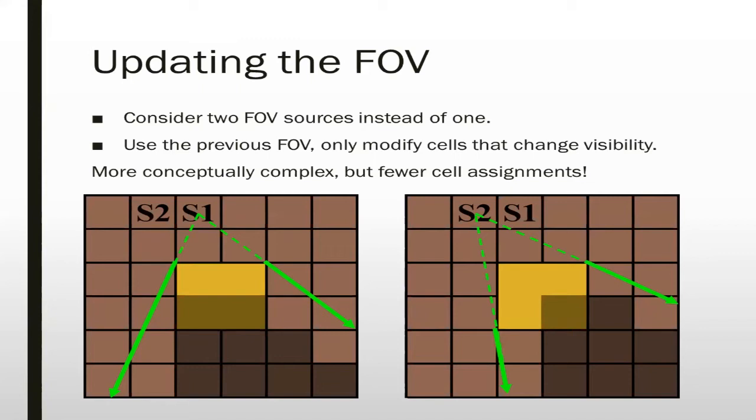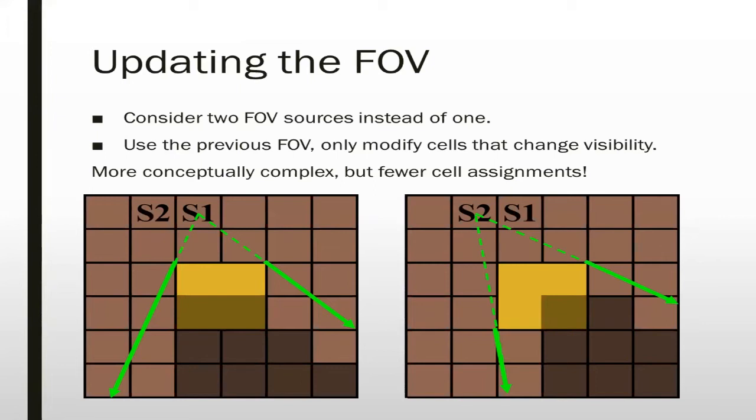This is helpful not only because it means we will be assigning a minimal number of cell visibility statuses, just the ones that change, but it also means that we do not need to reset the field of vision grid to default values when we are calculating a field of vision. And at high grid sizes, the cost of resetting is significant.